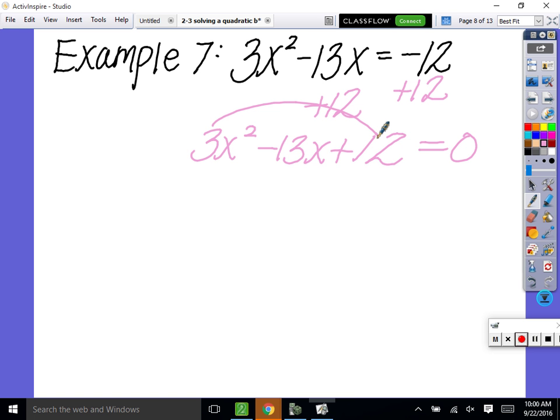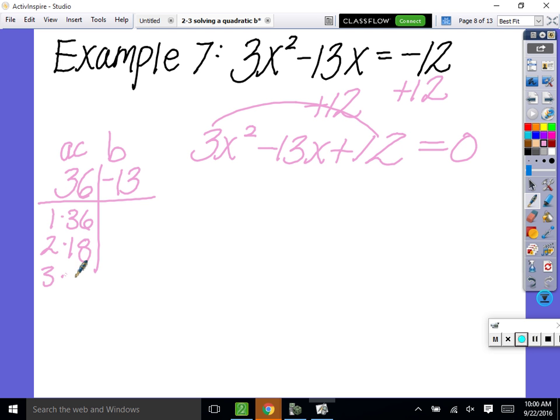So we're looking for, well, first of all, there's no greatest common factor. So we're doing what multiplies to be a times c, which is 3 times 12, which is 36, isn't it? And adds up to be negative 13, and adds up to be b. So we're looking for what multiplies to be a times c and adds up to be b. So 1 times 36, 2 times 18, 3 times 9, I think. No, 4 times 9, I think. I don't know, you tell me, calculators. 4 times 9, right? Okay, 4 times 9.